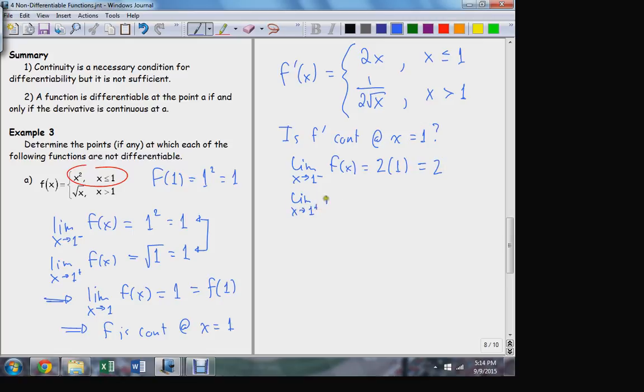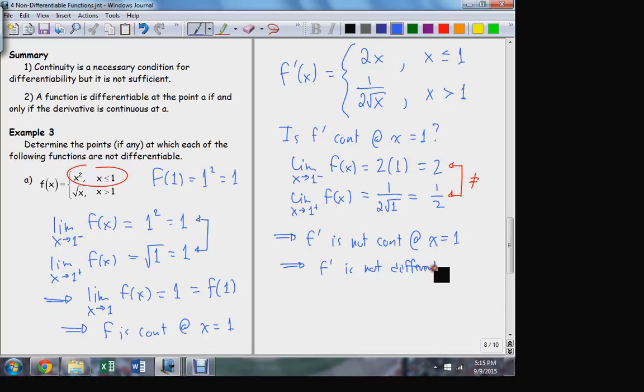What's the limit as I approach 1 from the right-hand side? Is that equal to 1/2? So, is the derivative continuous at 1? No. And that implies that f prime is not differentiable. It's not the failure of the continuity of f, it's the failure of the continuity of the derivative.